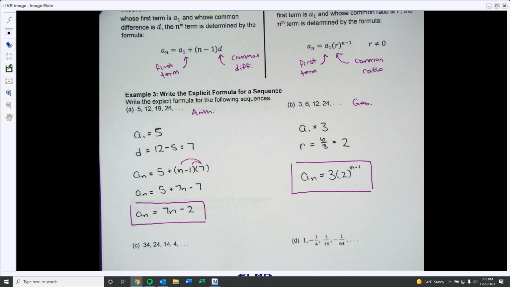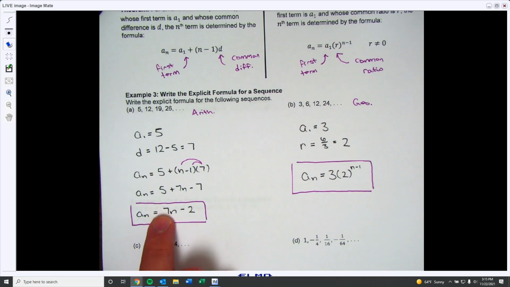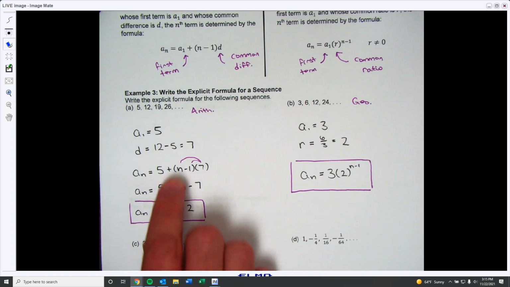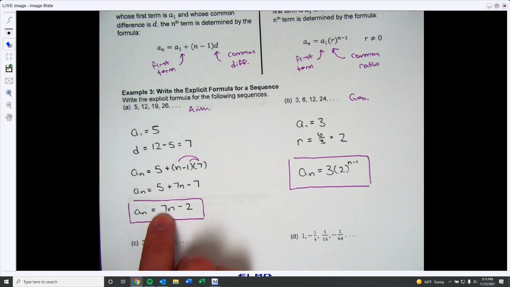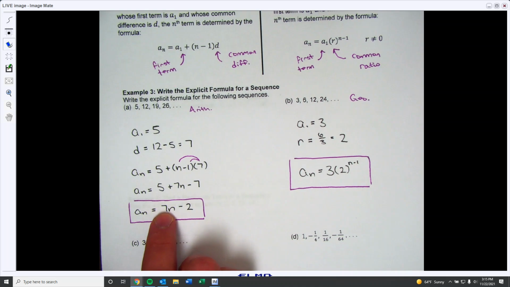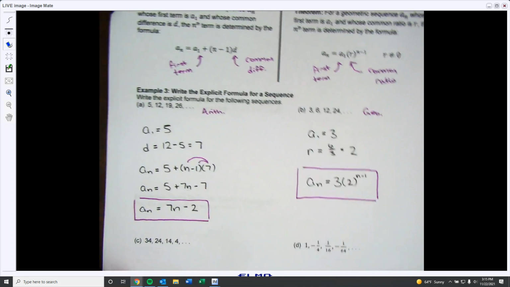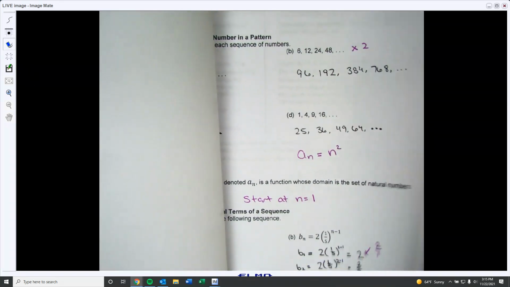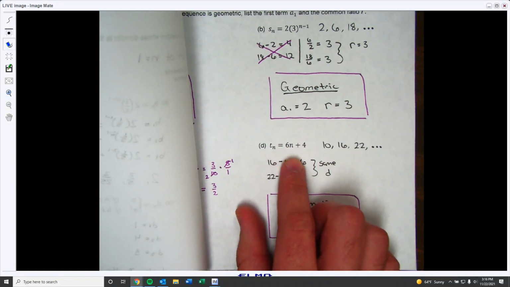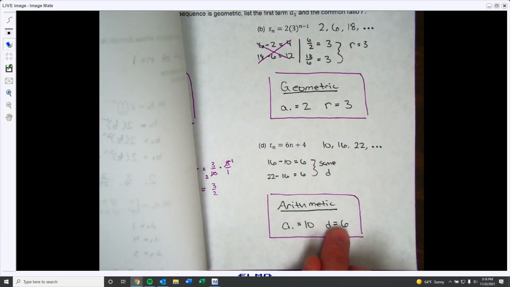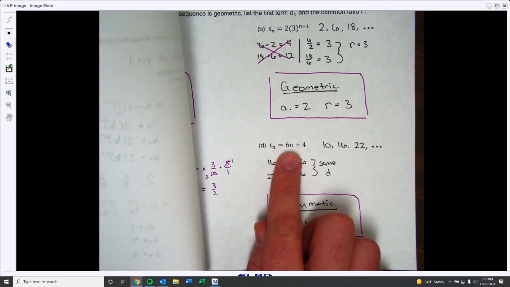And your common difference is going to be what the slope is. Because slope, that's your rate of change, that's how much you change by. That's exactly what your common difference is. So right here, my common difference 7, that's how much I'm changing by. That's my slope for this. So on the previous page, right here, we saw that this one was arithmetic with a common difference of 6. I knew that from the beginning because this one was linear and 6 was my slope.